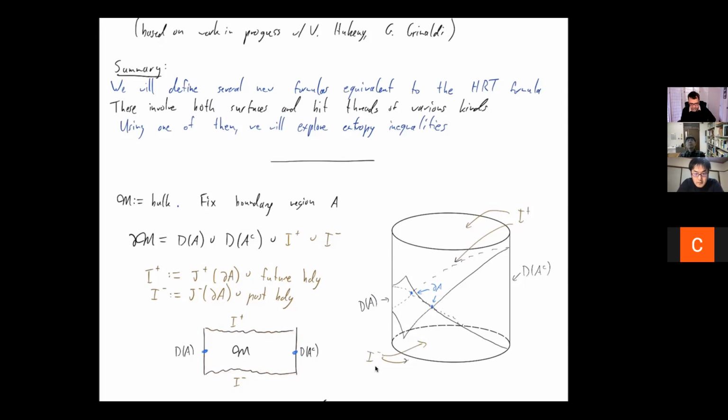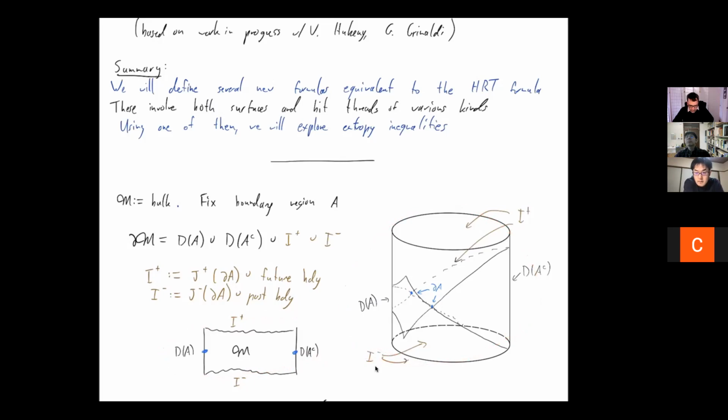It could include a multi-boundary wormhole where the region A is just a part of one boundary or includes several different connected components, et cetera. Okay, but my drawing skills are somewhat limited, so I'll stick to either the Penrose diagram type of thing or the soup can type of thing. Okay, so that's the notation.